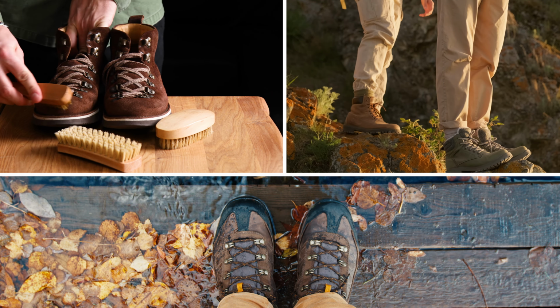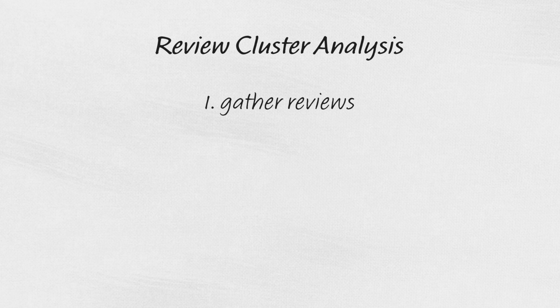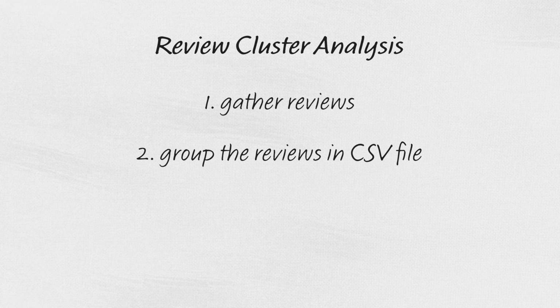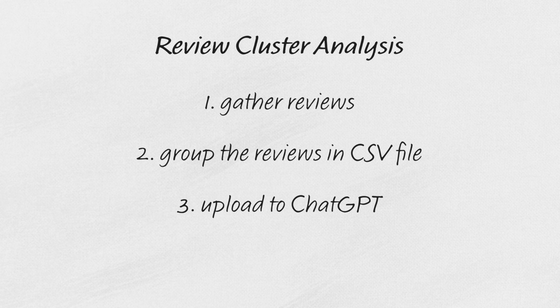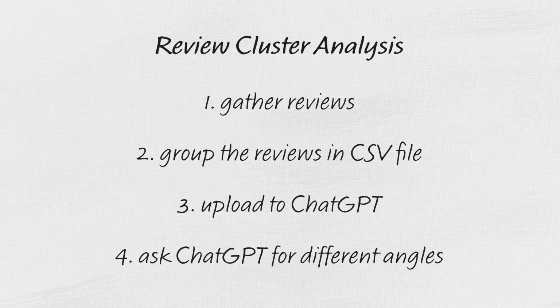It's called the review cluster analysis, and basically what we do is that we take all the reviews from a store, or maybe your competitor's store if you want. We are grouping them together in a CSV file. We are uploading this to ChatGPT, and then we are asking ChatGPT to give us different angles based on the reviews. The difference over here is that we are not only going to ask for different angles, but we're going to ask for different angles that are coming from a cluster of reviews, not just from one review, but many reviews together. Without any further ado, let's go into my PC.